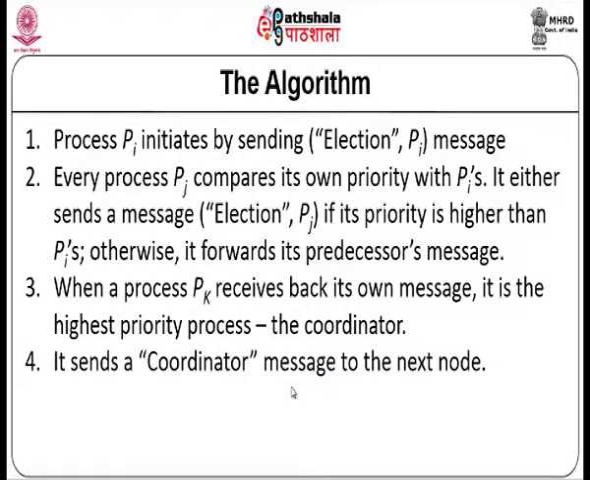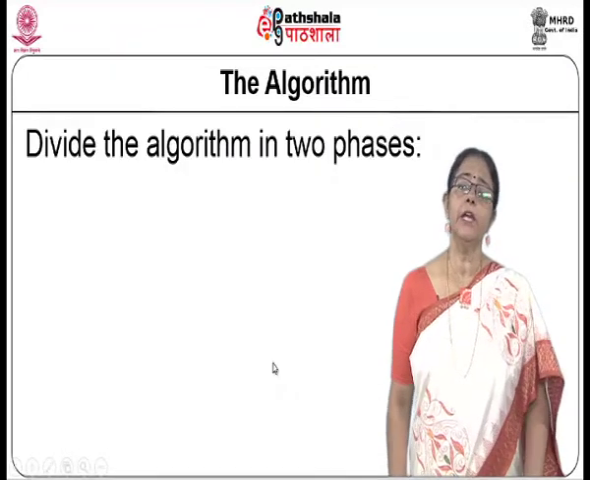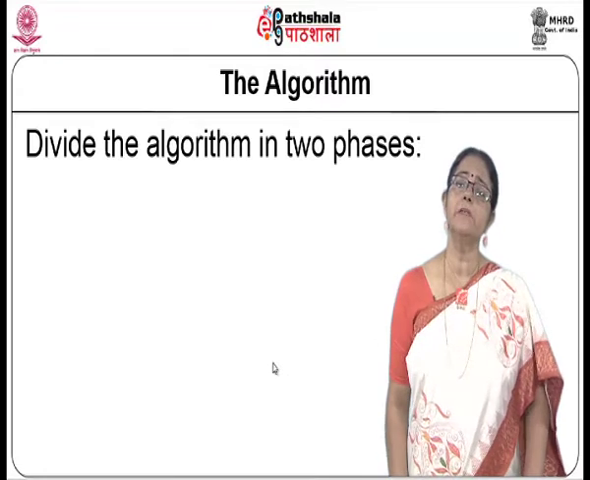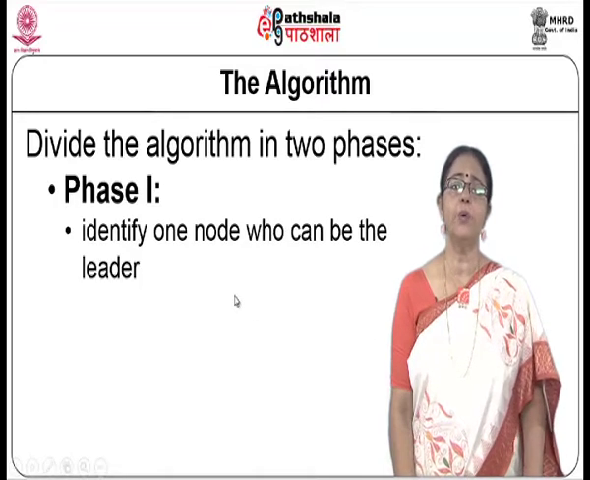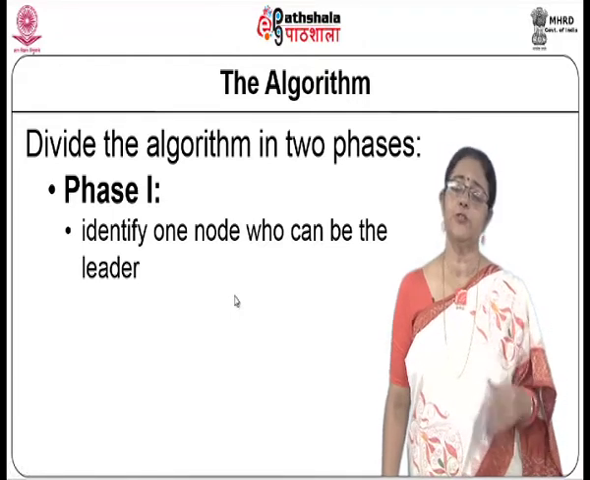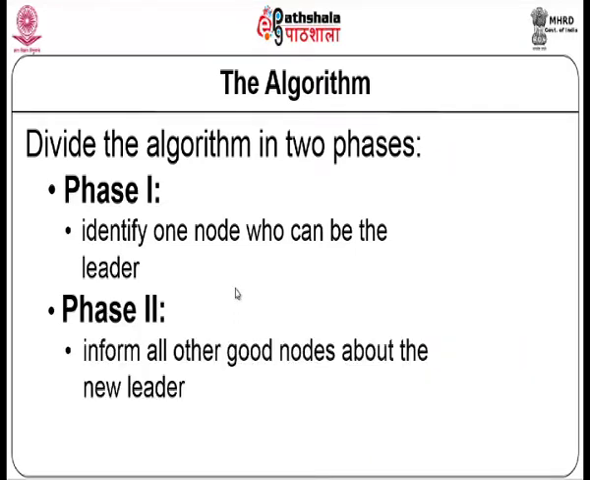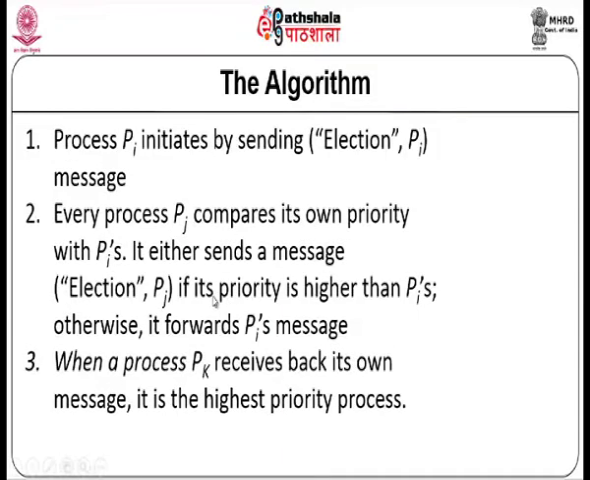Now, it will send the coordinator message to the next node, and any process receiving a coordinator message has the job of only sending the coordinator message to the next node and so on. So, this algorithm is divided into two phases. In the first phase, among so many nodes, one node is identified to be the coordinator or the leader, and in phase 2, this leader, after understanding that I am the leader, communicates this information to all the other nodes.